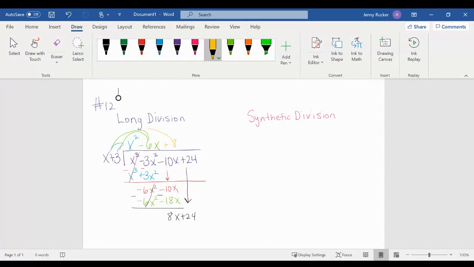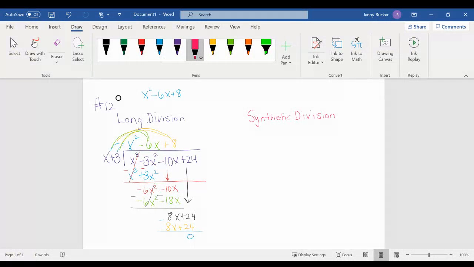So again, go through the process, multiply 8 by both terms of that binomial. So that's 8x plus 24. We will now subtract, and we have a remainder of 0. So our answer is x squared minus 6x plus 8.